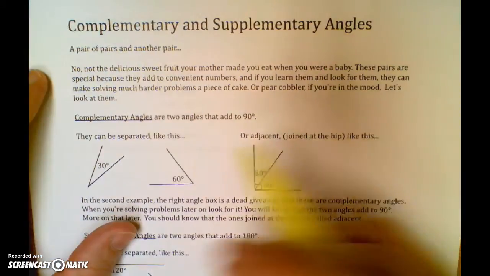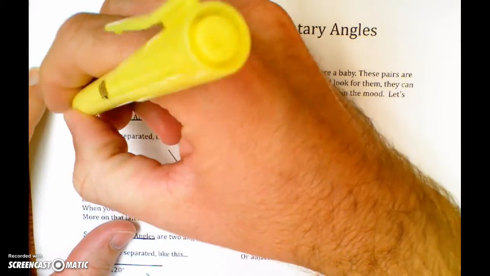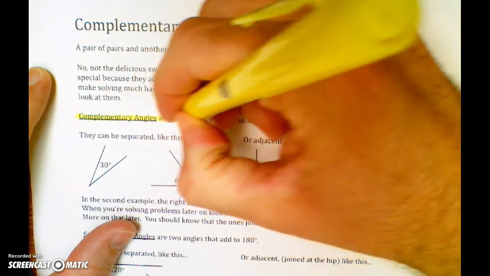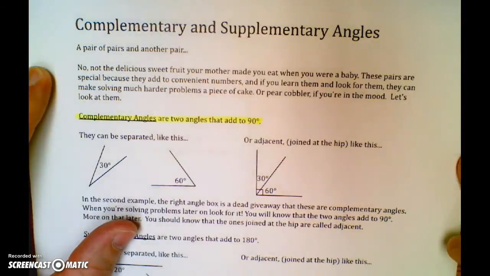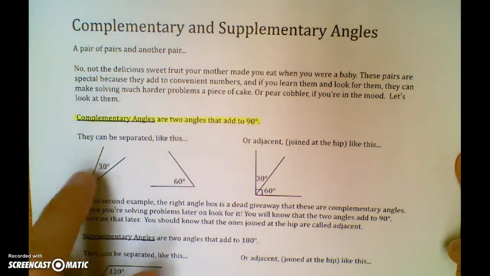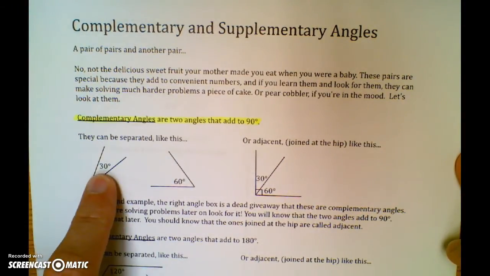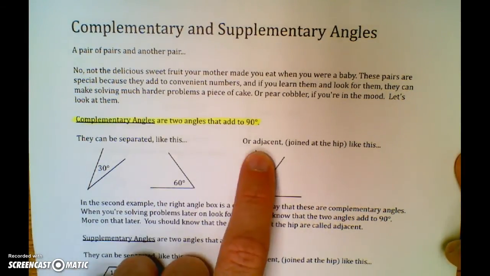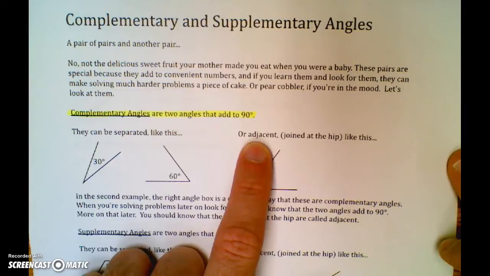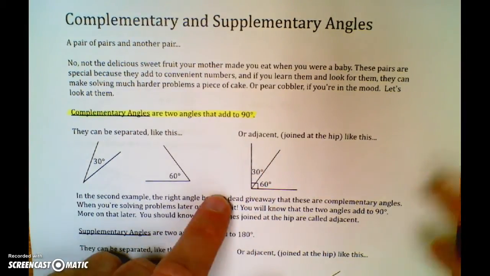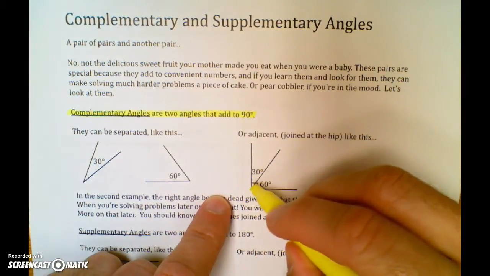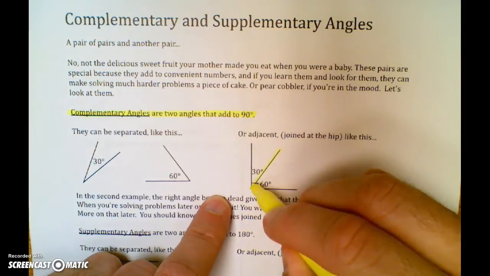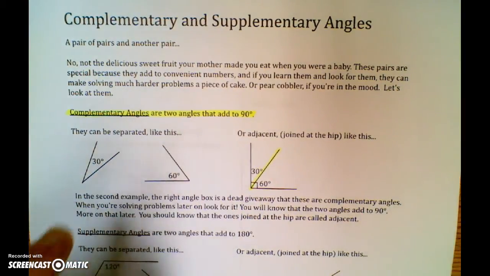Let's look at them. Alright, so our first pair is complementary angles, and they're two angles that add up to equal 90 degrees. So they can be separated like this, where this angle is 30 degrees and this one's 60 degrees, so 30 plus 60 is 90, or they can be adjacent, which we talked about last week, where they're joined at the hip like this. Remember, adjacent angles share a ray in the middle, and then they share that same vertex.